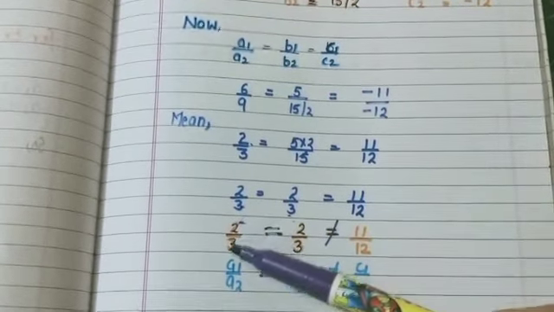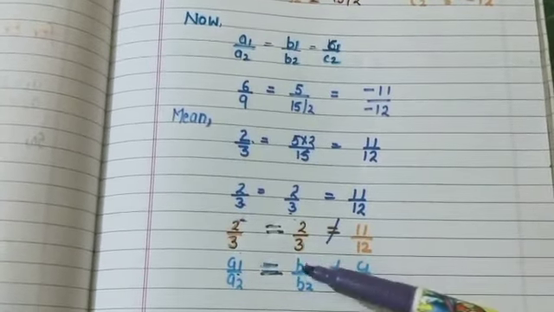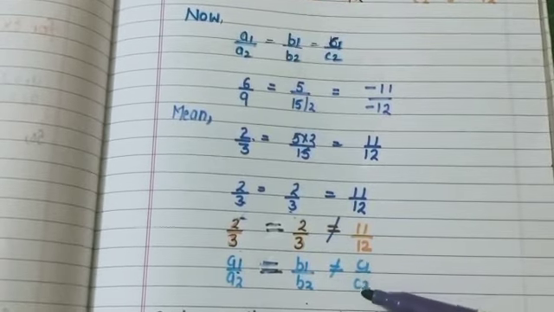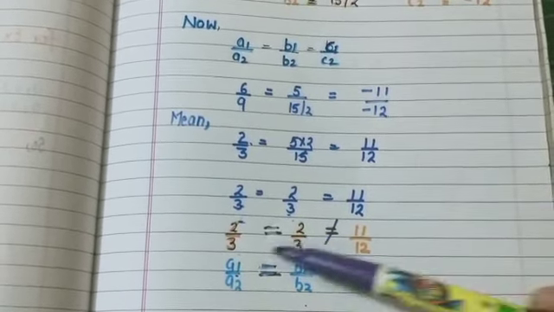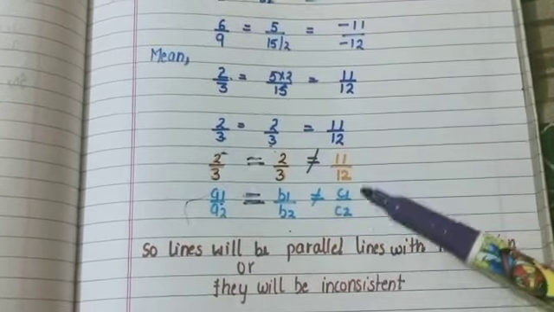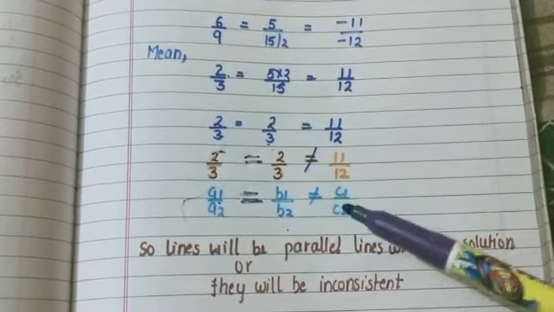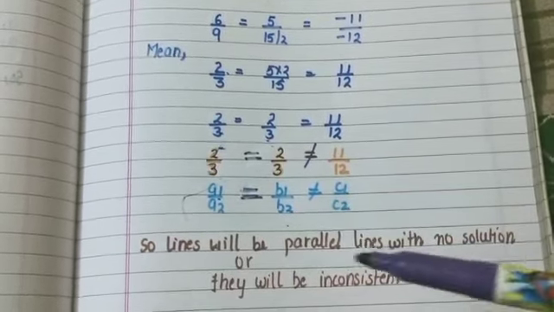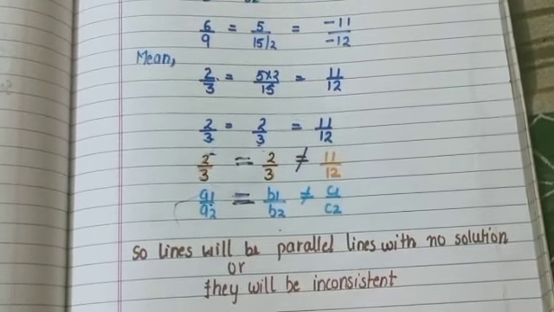So we can say that here a1 over a2 equals b1 over b2, but not equals c1 over c2. This condition represents parallel lines. So we can say that these are parallel lines, or they have no solution, or they will be inconsistent.